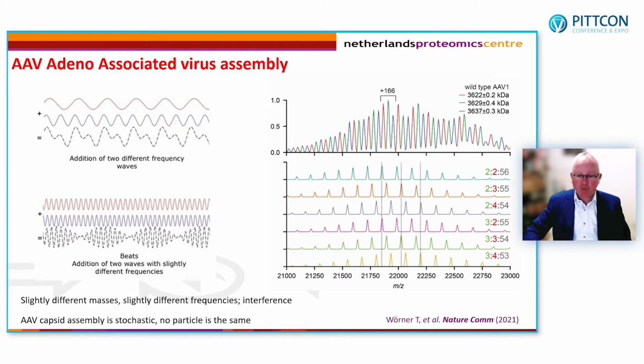Now, in this spectrum, it still looked pretty good. We could annotate some of the stoichiometries, but there was already clearly evidence that indeed there is not a fixed stoichiometry, but a mixture of different stoichiometries. So the next question was, is this assembly mechanism random, so stochastic, or are there preferred stoichiometries that are available for the AAV virus?